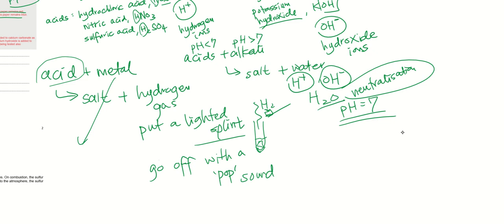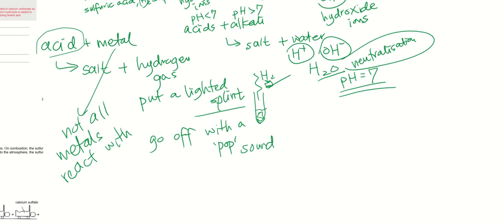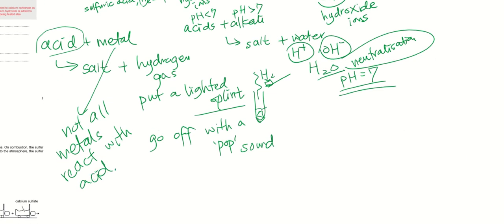But do take note, not all metals can react with acid. Some are special. I think you can find them in the notes. I think one of them is gold. That's why it's very precious, right? I think silver also does not react with acid. So most metals do react with acid to produce hydrogen gas, but not all metals.